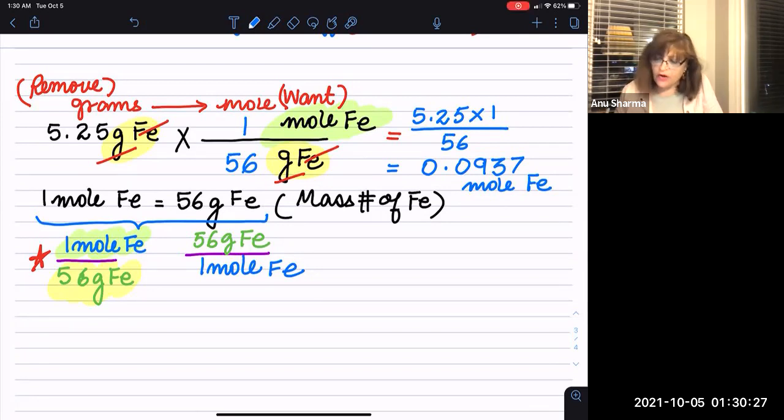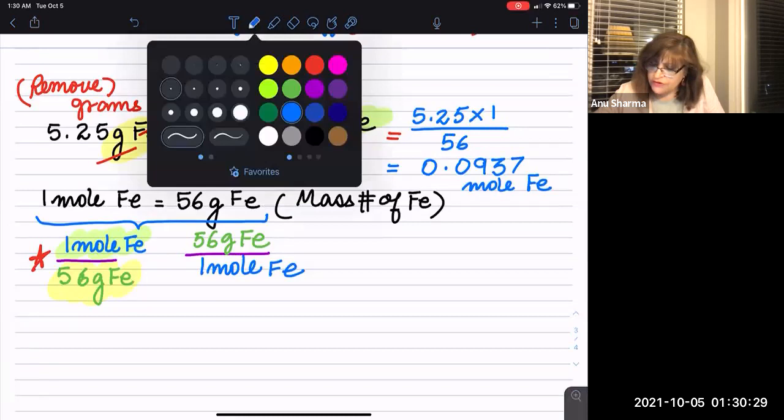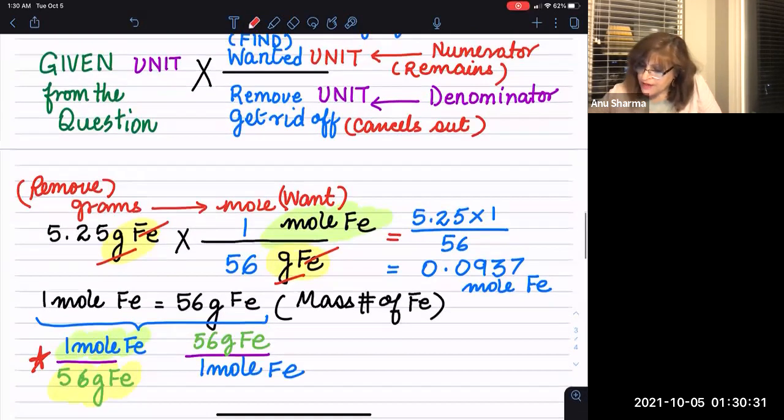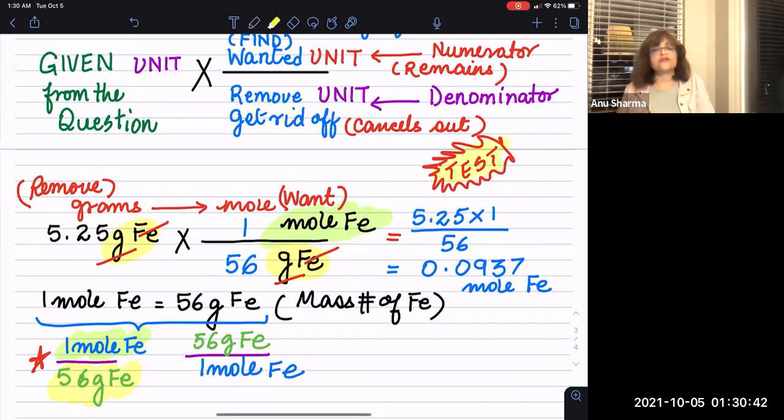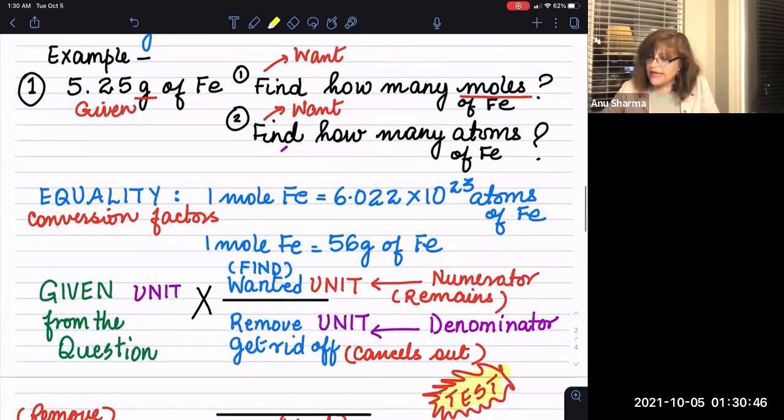This is very common. You are going to see these grams to moles conversions and moles to grams conversions. I'm just letting you know up front that this whole chapter is important, especially these conversions, but these types of conversions will definitely be on the test. Okay. All right. So the next one is, let's do how many atoms of iron.